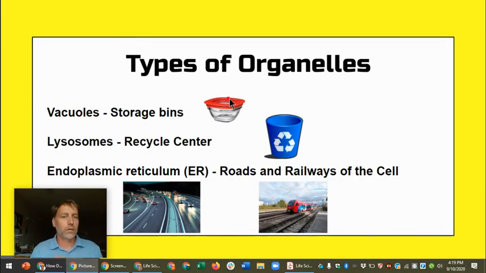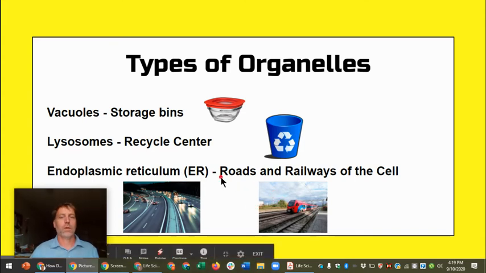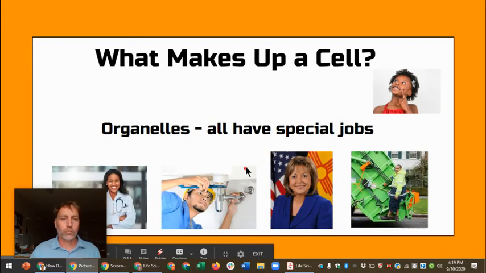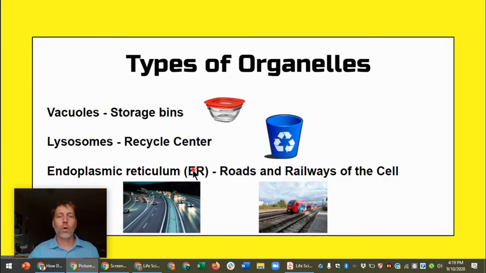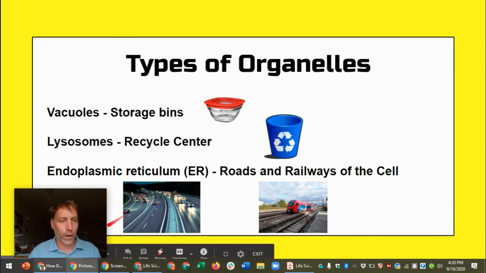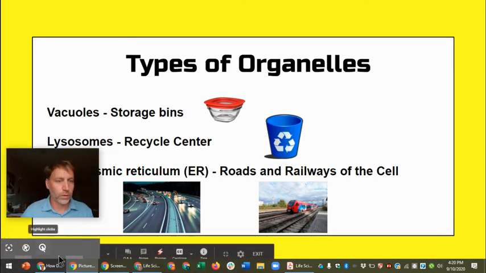Okay, and since we just talked about the ER, let's go ahead and talk about that. One of the things that the ER does is, as the ribosomes are making proteins near the endoplasmic reticulum, the ER transports those proteins to different parts of the cell. So you can think of the ER as a roadway or a railway around the cell. That's one thing that it might do.